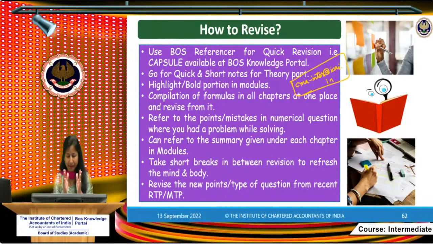We have already given a summary for each chapter. Please go through it, but only after going through the main content of the material, then refer to the summary for revision. Try to practice each and every question given in the study material, because you never know where a question can come from.